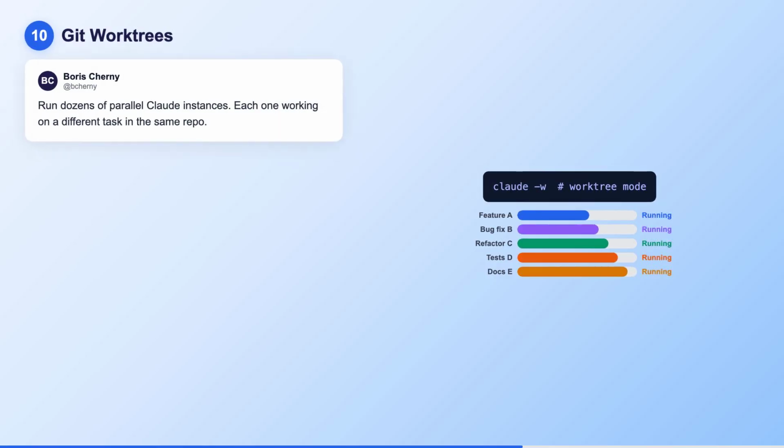Tip 10: Git Worktrees. Use claude -w to start a worktree session. This lets you run dozens of parallel Claude instances in the same repo, each working on a different branch. In desktop, just check the worktree option. This is how you scale from one task to 20 simultaneously.